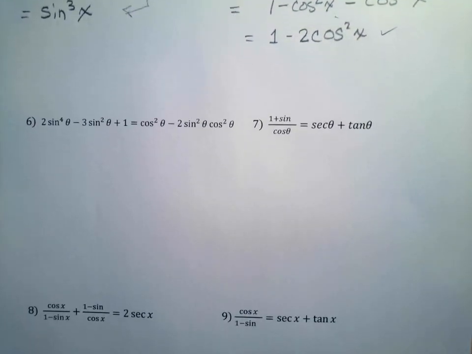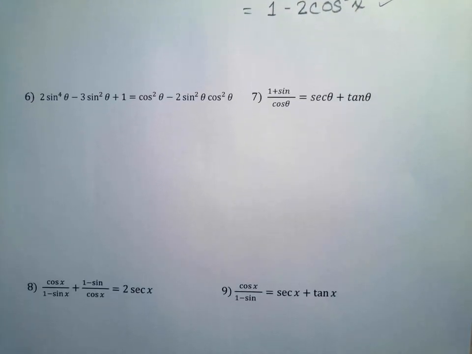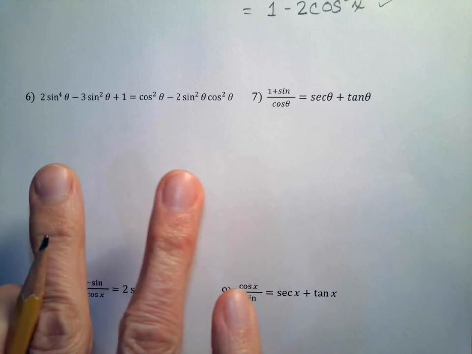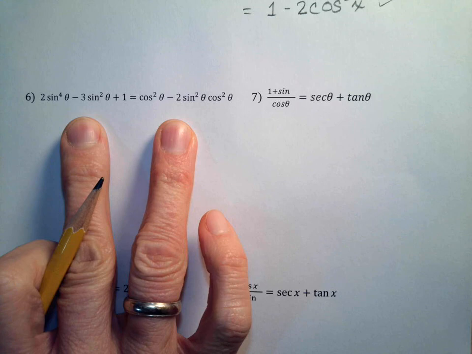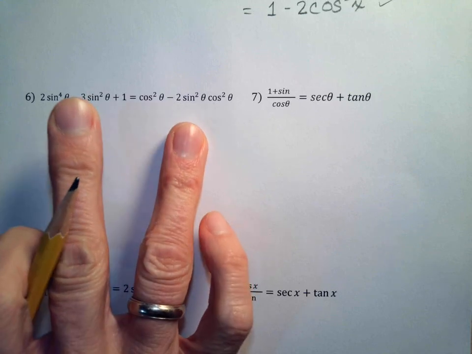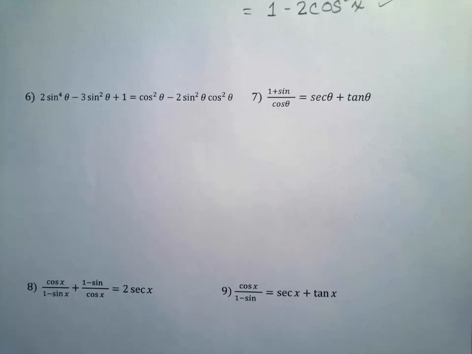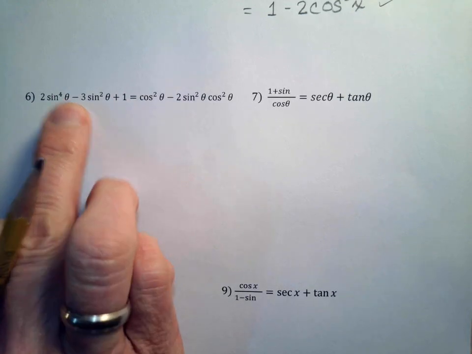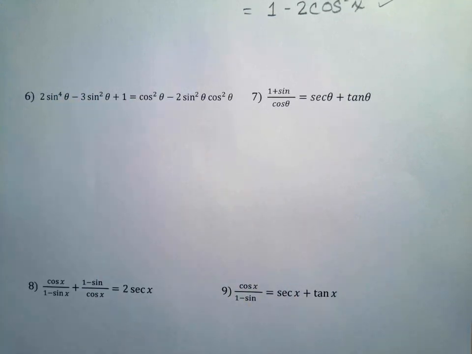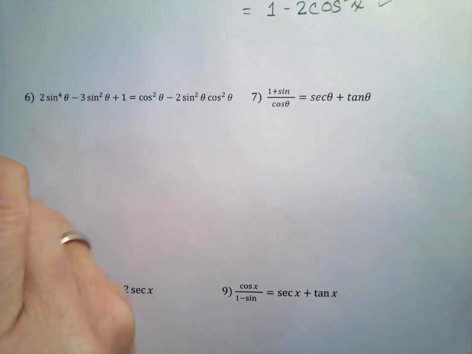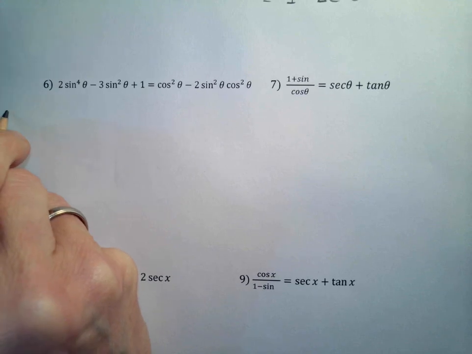All right, number 6. They're both sort of equally complicated. But this has 3 terms and has a 4th power, so I'm going to start with the left-hand side. Again, pause the video, try it on your own. All right, so I'm going to start with the left-hand side.